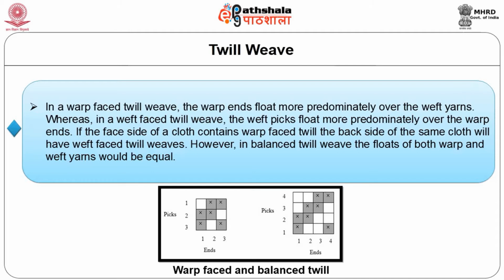In the figure of a warp faced twill, you can see a 2 up 1 down twill where 2 warp ends are lifted over one pick. Whereas the next figure is 2 up 2 down, which is an equal faced twill, repeating on 4 ends and 4 picks.